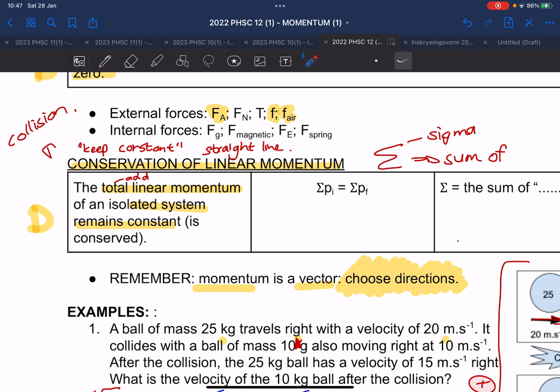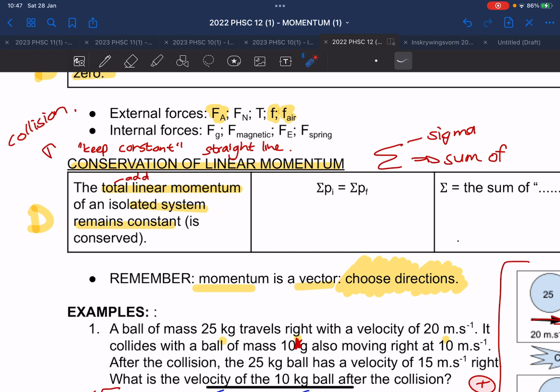So if this was stationary and this had a momentum of 10, and afterwards they go together, now each has a momentum of 5. Because 5 plus 5 is equal to 10 plus 0. So it means everything has to be constant from beginning to end. Nothing is lost.